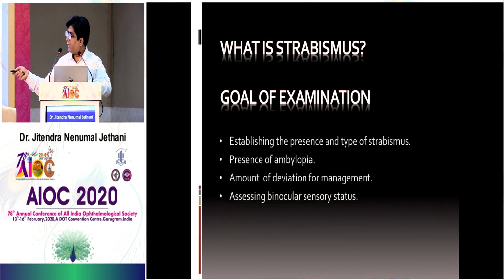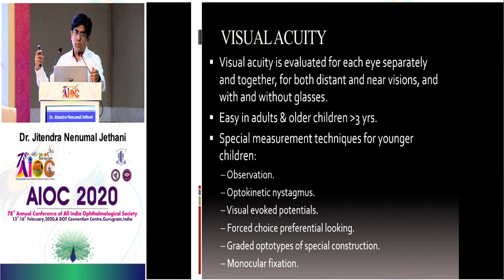And then after all this, you should never forget to test the binocular sensory status, which is very important, because it gives you a lot of clues whether you should operate early, or you can wait, or you can give some orthoptic exercises. So we will see it one by one, but whenever you are going to write about strabismus, even in exams, make sure that you always talk about the visual acuity, because amblyopia is one of the basic parts of strabismus.